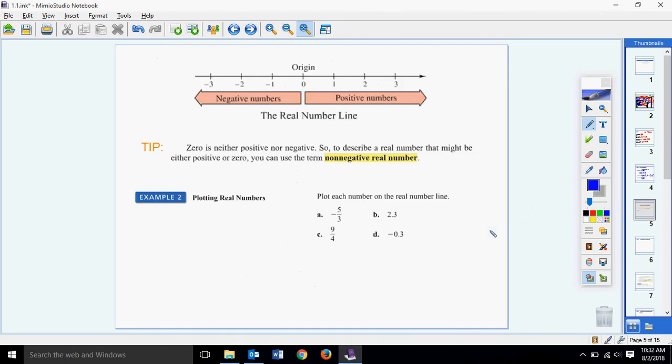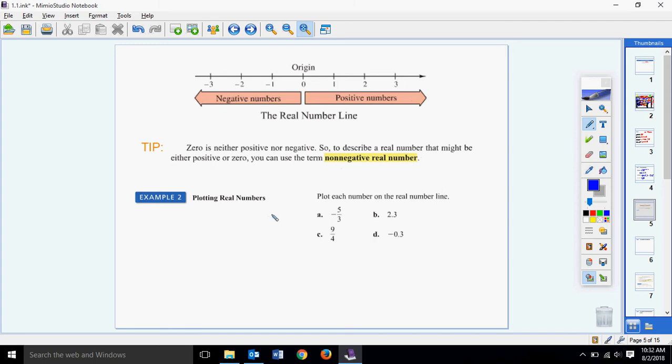Next, we want to talk about the real number line. This picture represents a number line. You've all seen a number line. The origin is 0. Okay, and then we have numbers to the left of 0. Those are our negative numbers. And numbers to the right are our positive numbers. 0, I want you to remember that it's neither positive nor negative. Sometimes we call that a non-negative. Non-negative refers to positive numbers and 0.